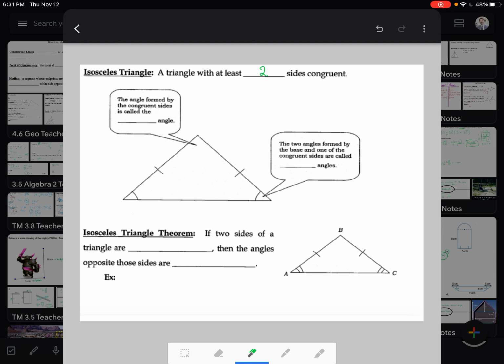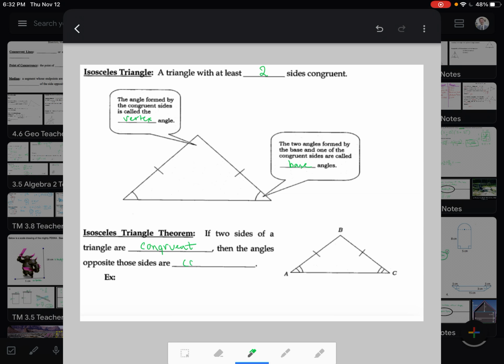They are triangles with at least two sides that are congruent. The angle formed between those two congruent sides, we call that the vertex angle. The two angles formed by the base and one of the congruent sides, we call those the base angles, surprisingly. So again, the one that's between the two sides is our vertex angle. Our two that are across from those two sides that are the same, we call those the base angles.